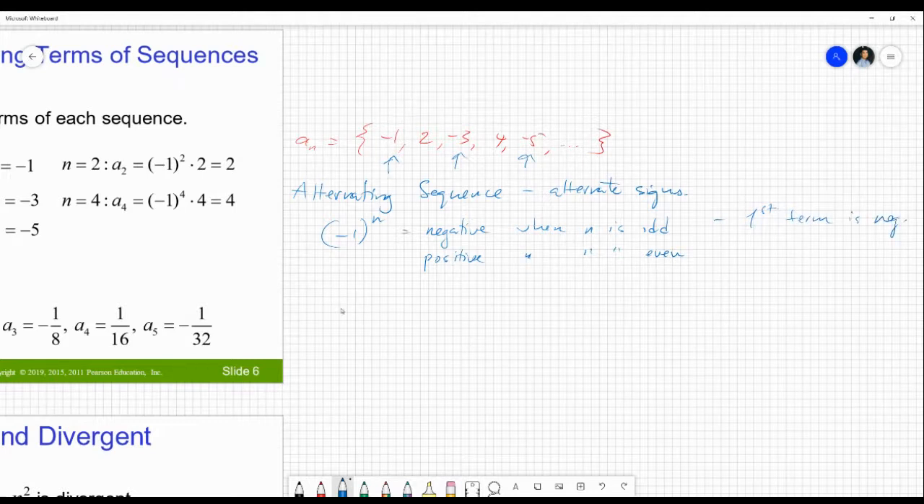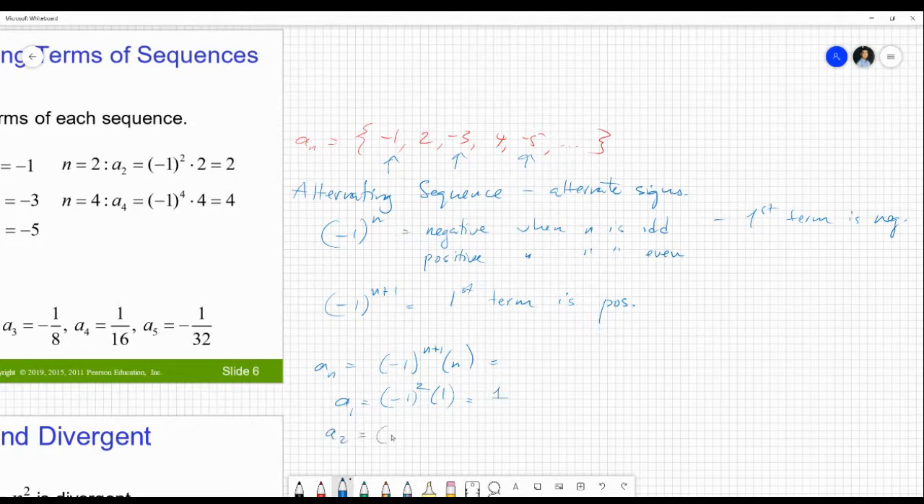Now, if I want the first term to be positive, all I have to do is add 1 to my exponent. So here, we're going to have the first term be positive. You can see why that is. Let's say a_n is equal to -1 to the n plus 1 times n. If I plug in 1 to find my first term, you have -1 to the 1 plus 1, which is 2, times 1. So you can see here the -1, by adding 1, it makes it an even number for the first term. So here -1 squared is +1. 1 times 1 is just 1.